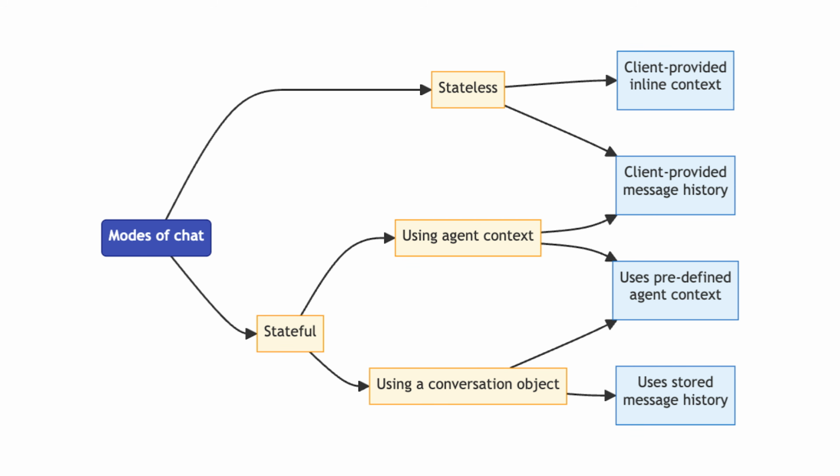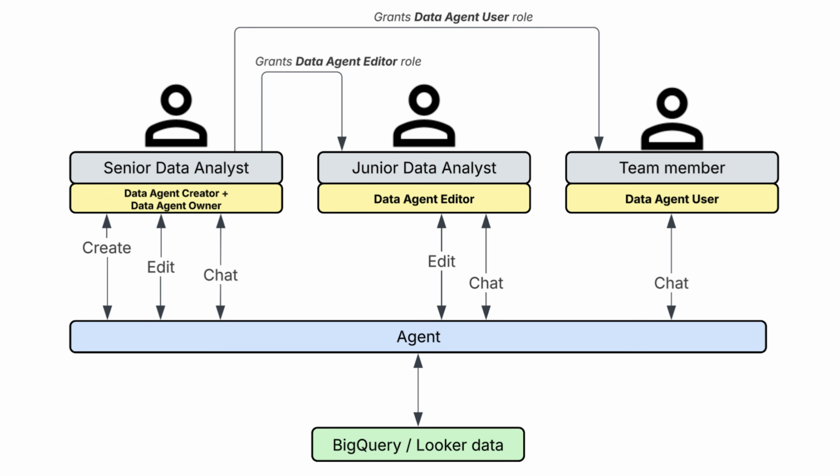The API also supports various options for conversation management with stateful sessions and stateless chats. These options let you decide whether to use managed state to an existing agent or conversation object, or build an entirely stateless application with dynamically generated inline context. The API also includes IAM access controls built in with predefined roles to grant permissions to create, share, and chat with data agents and to use stateless chats.